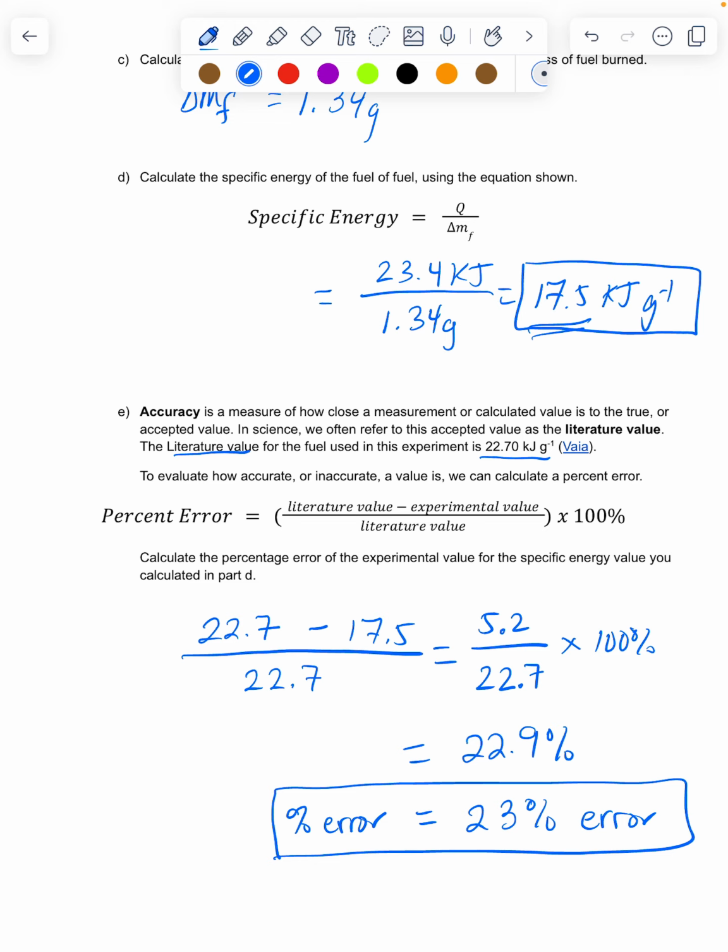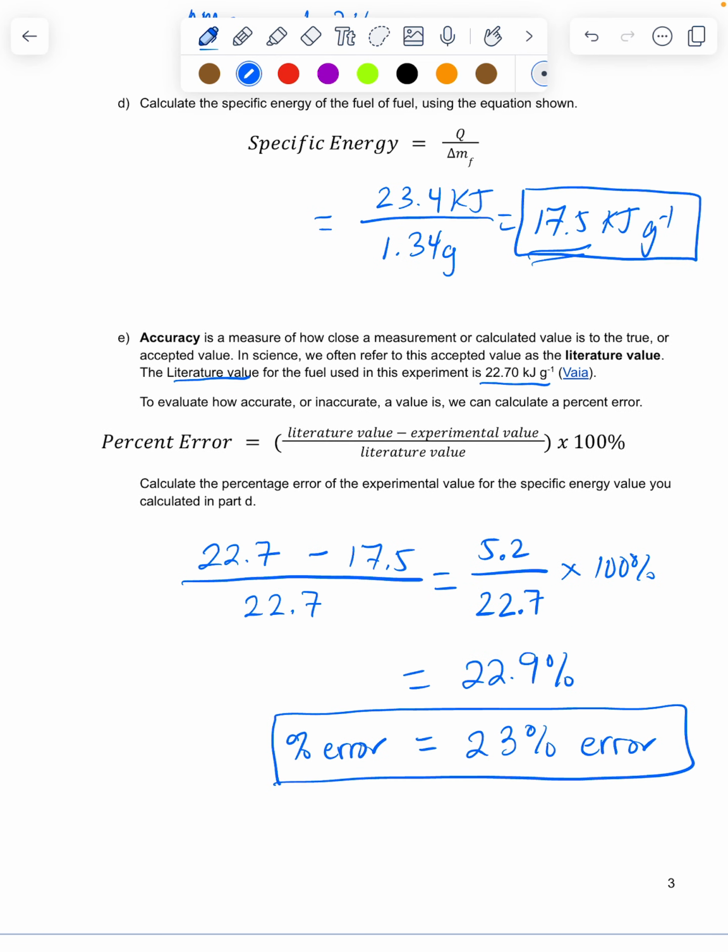So it's a good thing to do at the end of a lab, if you have a literature value to compare to, to quantify the amount of error or the amount of inaccuracy you have. How far off were you from a literature value?